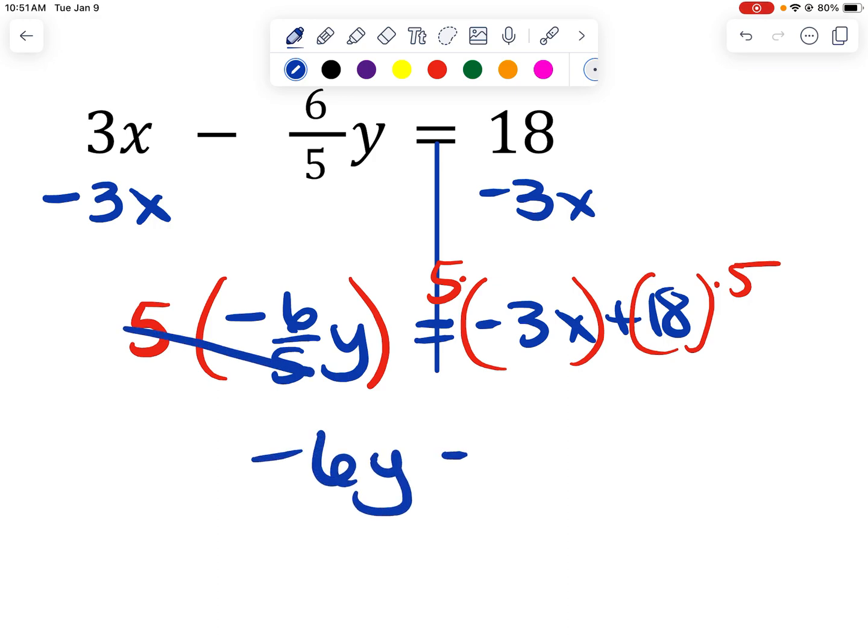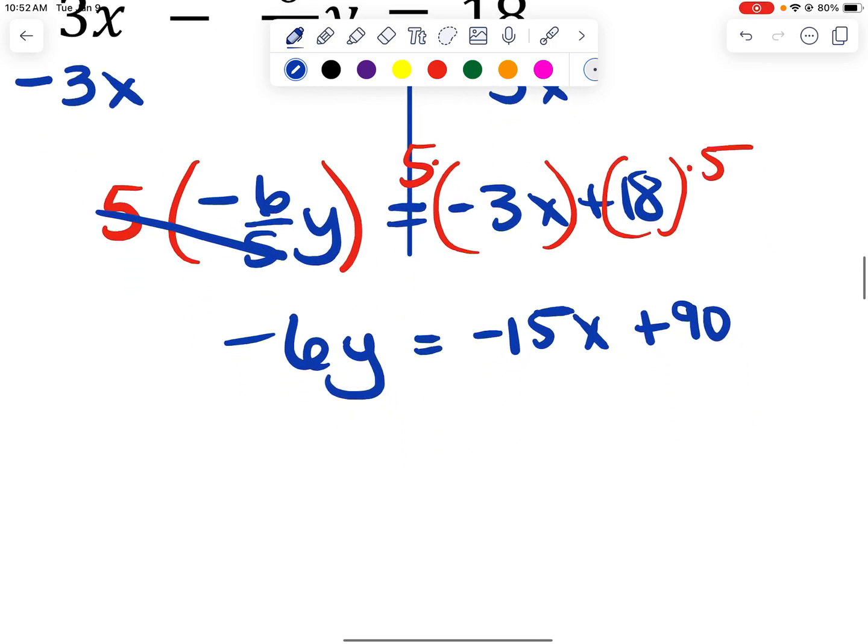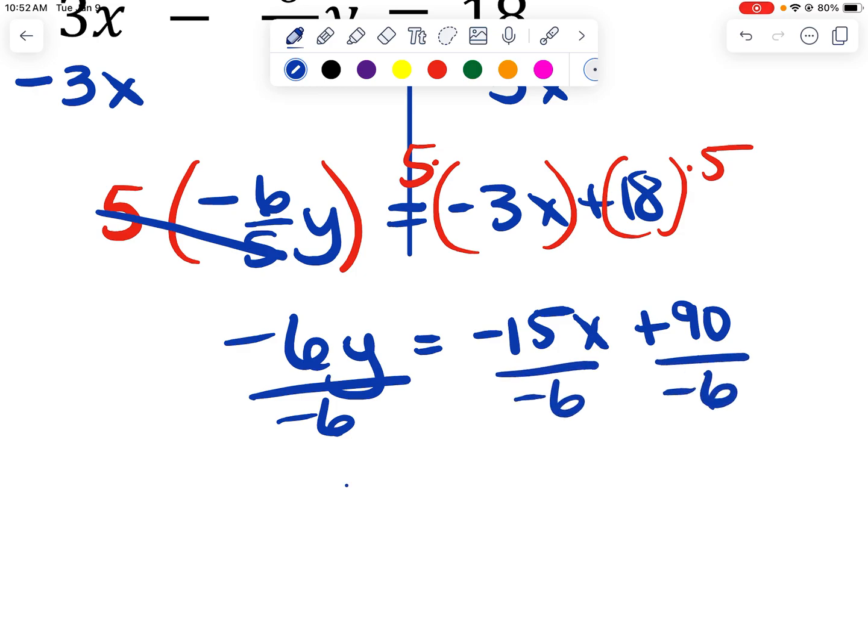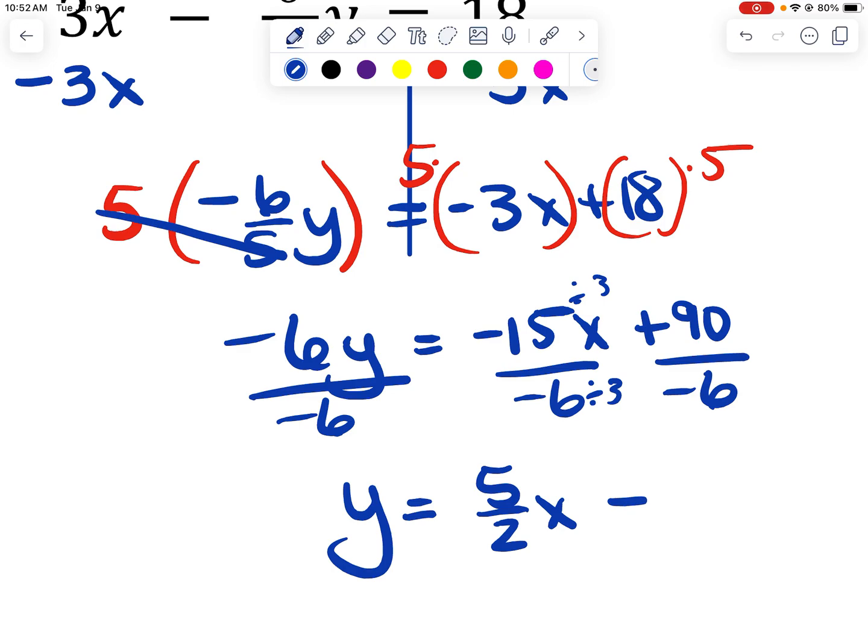I get negative 6y equals negative 15x plus 90. Okay, so now we have no fractions. I got rid of the fraction by multiplying by the denominator. Now I'm going to divide by negative 6, divide by negative 6, divide by negative 6. That will get me y. Then we have negative divided by negative. That's a positive. Now, I can divide the top and the bottom by 3. So that would get me 5 over 2x minus, that goes in 90 divided by 6. That goes in 15 times. So that's my answer.